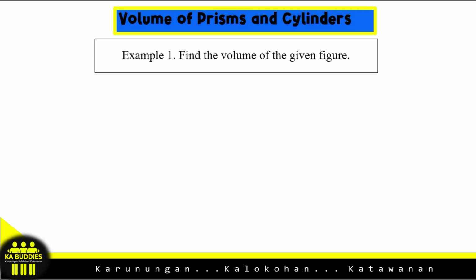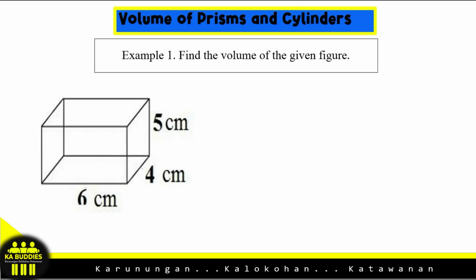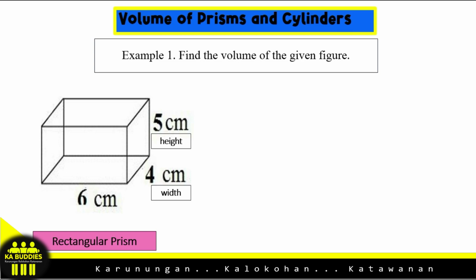Find the volume of the given figure. Can you tell me what kind of prism is this? Very good. This is a rectangular prism. Now, before we proceed in solving the volume for rectangular prism, let us first identify the parts. So, 5 cm is our height, 4 cm is our width, and 6 cm is our length.